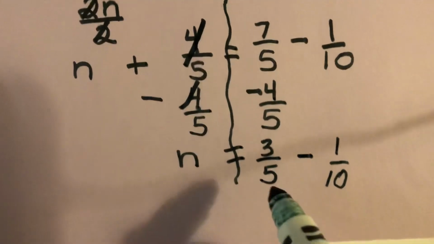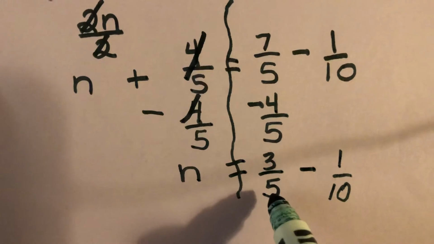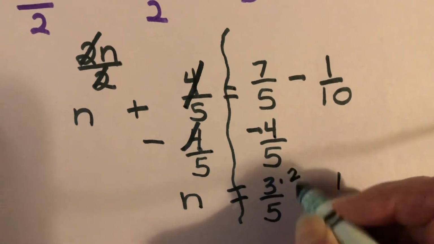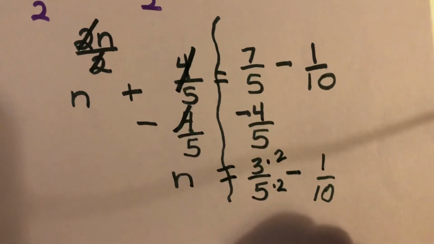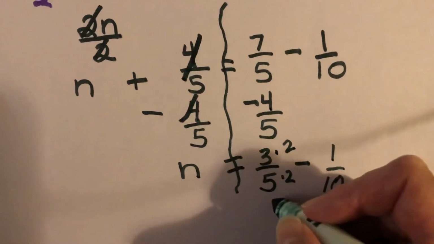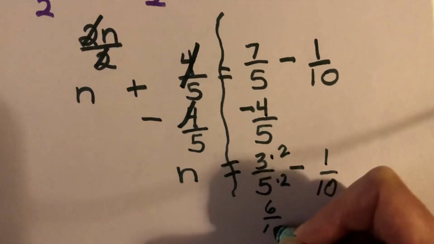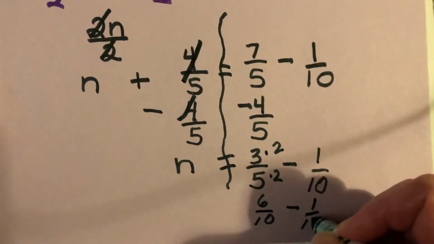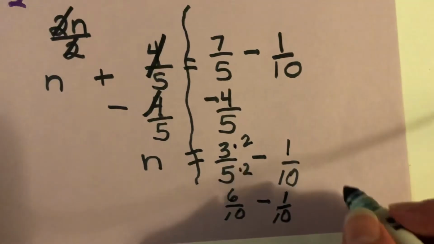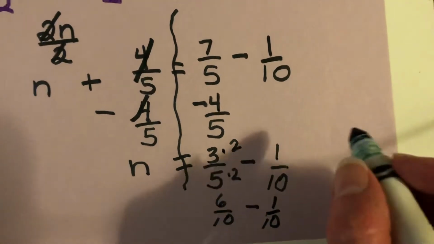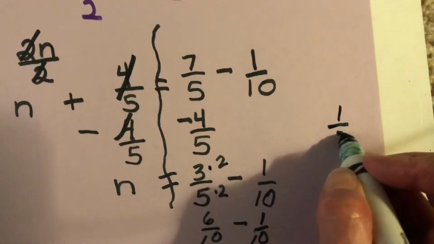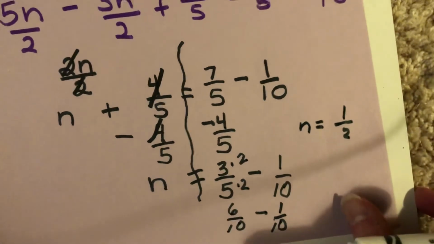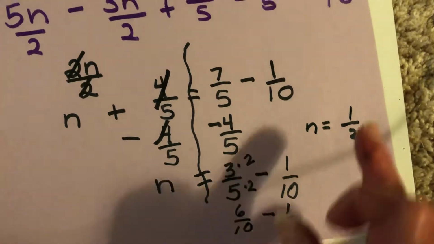So here's where we need a common denominator. We can make this into 10 by multiplying by 2. So multiply the top and the bottom by 2. That would be 6/10. So I have 6/10 minus 1/10, which is 5/10. But 5/10 can be put into lowest terms. 5/10 is equal to 1/2. So my answer for n for this equation is 1/2, because this is 5/10, which is the same as 1 out of 2.